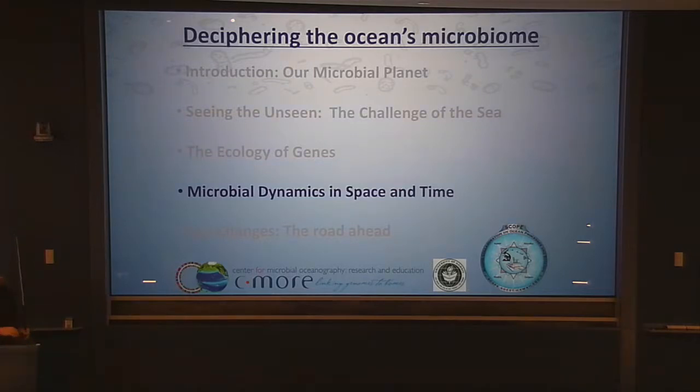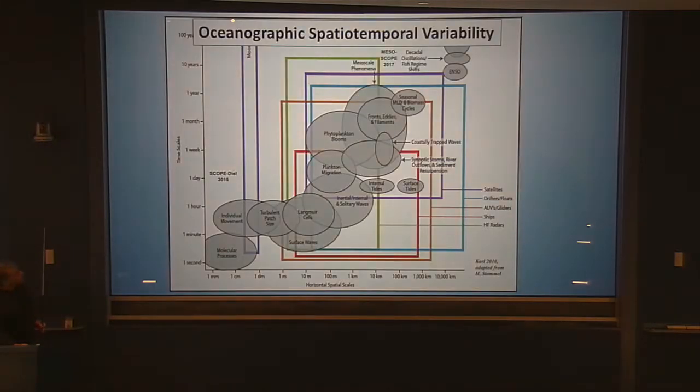So I'm going to transition from that story of the ecology of genes to microbial dynamics. That's a challenging topic because we have to think across many different scales. If you're an oceanographer, you think about all sorts of processes, small turbulent patches or plankton migration through hundreds of meters. Turns out some plankton come from very deep and go to the surface every night to feed and then go back down. Phytoplankton blooms, fronts and eddies occur on all these different scales from meters to kilometers and from minutes to months.